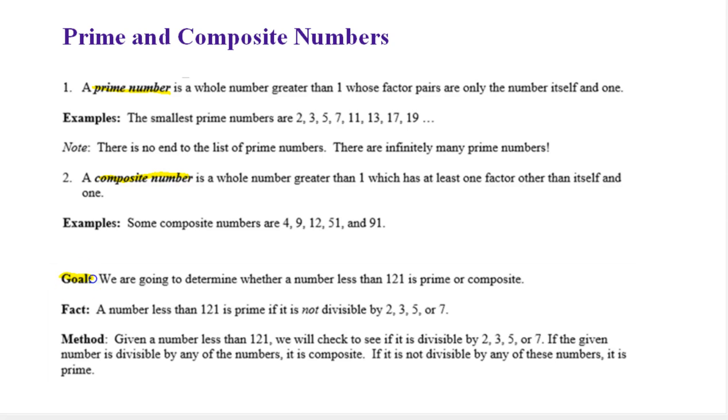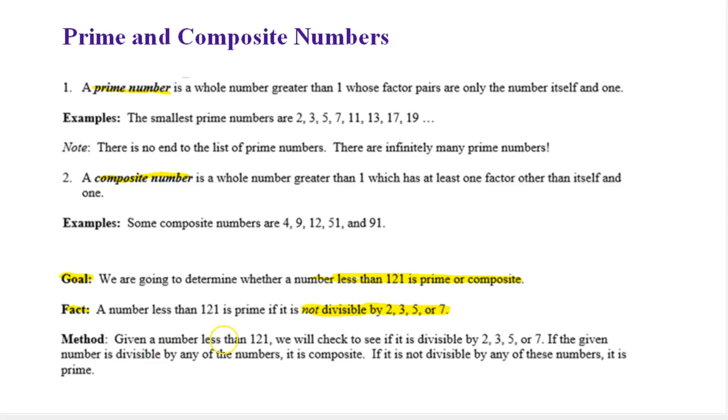So that's our goal. We are going to determine whether a number less than 121 is prime or composite. Okay, and we're going to use the following fact. A number less than 121 is prime if it is not divisible by 2, 3, 5, or 7. Okay, so if we were checking larger numbers, we'd have to check more prime factors. But for these smaller numbers, we're going to use the following method.